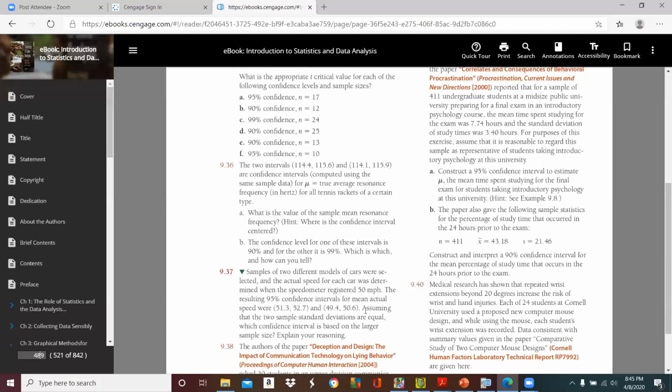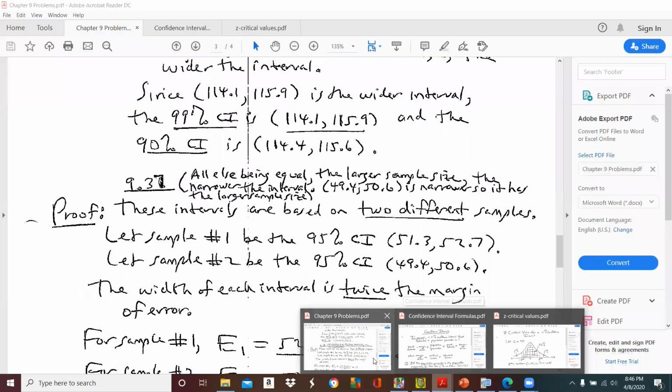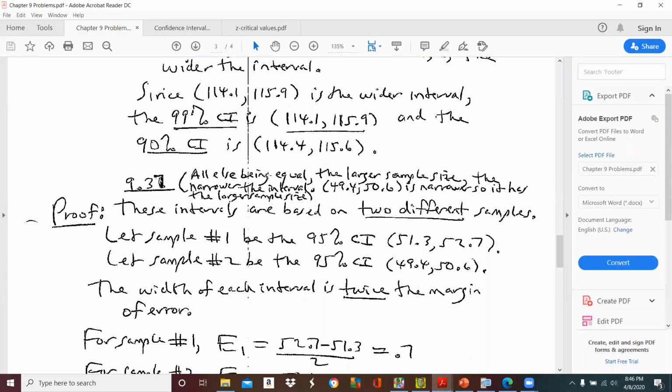Now, here's the thing. Assuming that the two sample standard deviations are equal, which confidence interval is based on the larger sample size? Okay, that's a little bit more complicated question. So let's go to the answer. Here's my answer, and then I'm going to prove it in this little section here. It says, all else being equal, the larger the sample size, the narrower the interval. Why? Well, that's what I'm going to prove in a second.